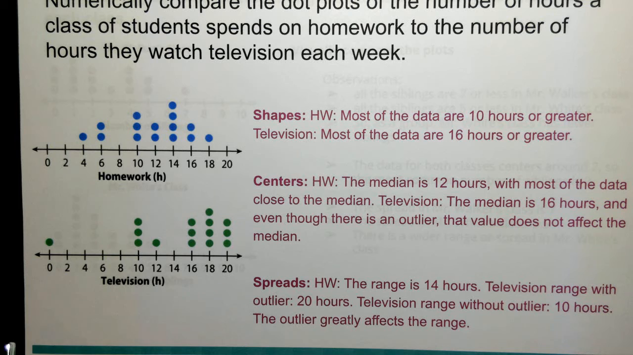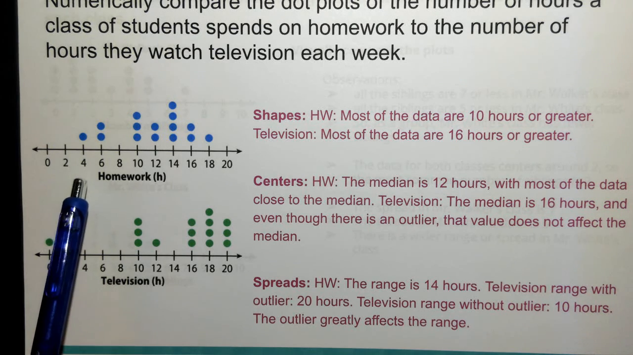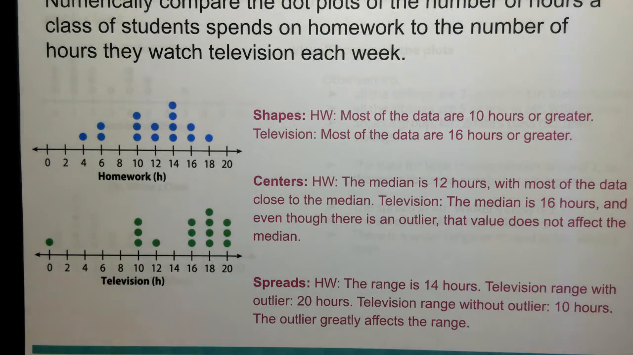However, the spread is impacted by the outlier. So for the homework, we have a range from 4 to 18, or 14 hours. And for the television, if we include the 0, we have a spread of 20, which seems pretty wide, but logic tells us that's not realistic. So in fact, if we look at just 10 to 20, we have a spread of about 10 hours.